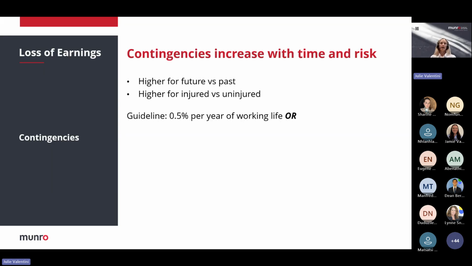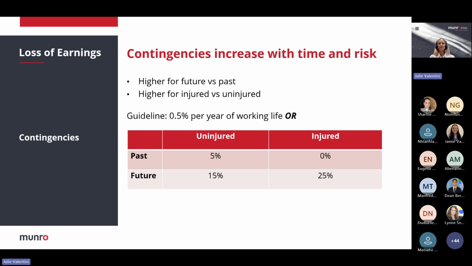As a guideline, contingencies tend to be around 0.5% per year of working life, or as per the table shown below. And that is typically for RAF matters. These are what we would call standard contingencies.